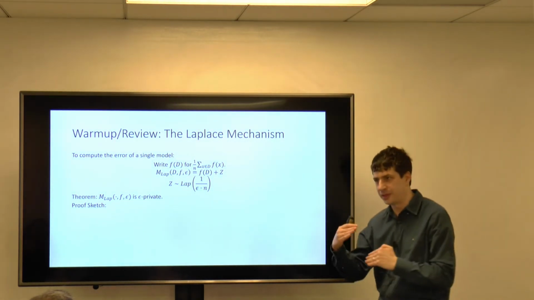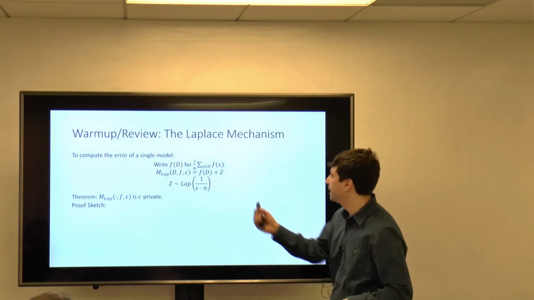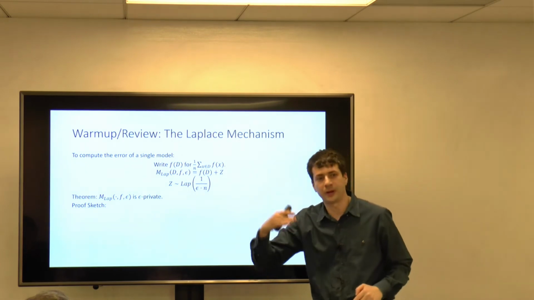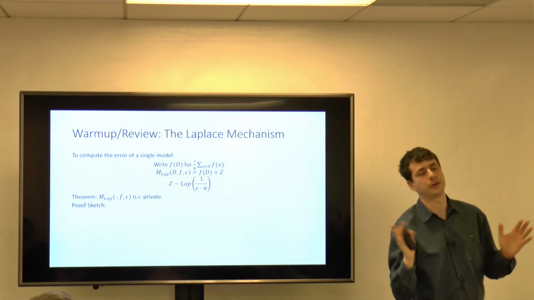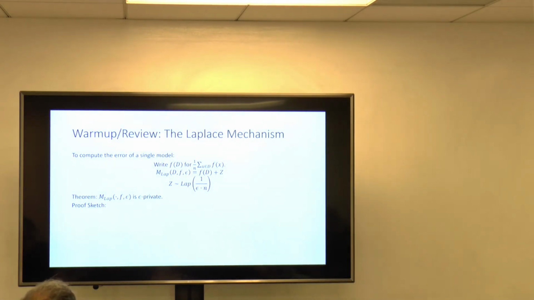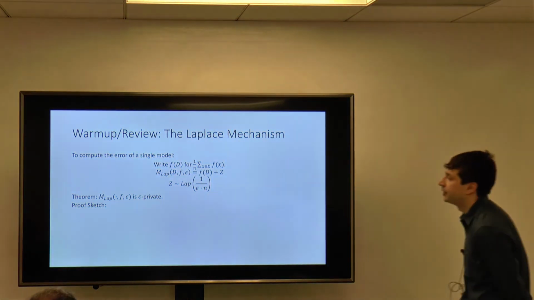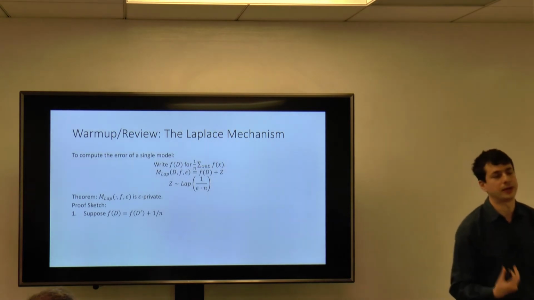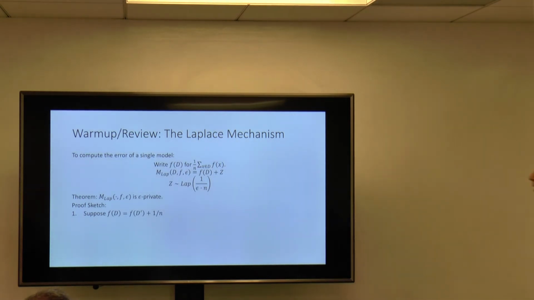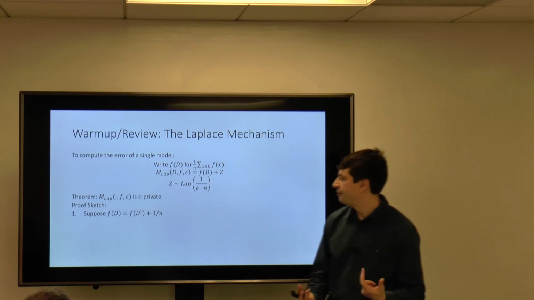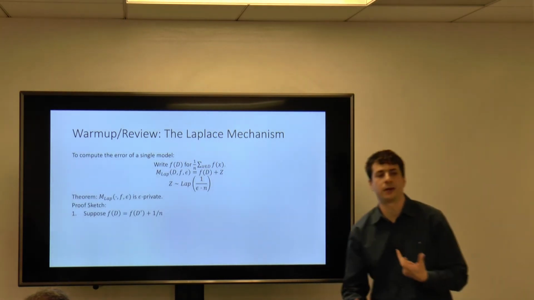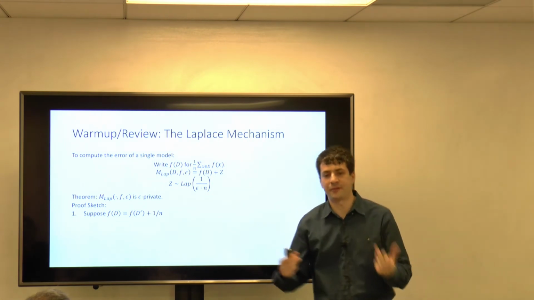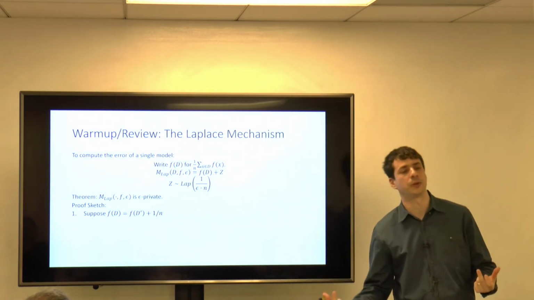1 over n is the scale at which you need to add noise, because if I change one element of the data set, it'll change this number by 1 over n, and so I need to hide changes on the order of 1 over n. This is epsilon differentially private. Why? Let's consider what would happen on two neighboring data sets, d and d prime. The value of this function f can differ by at most 1 over n on the neighboring data sets. That's the worst case. So let's imagine for now that that really happened, that f of d is f of d prime plus 1 over n.